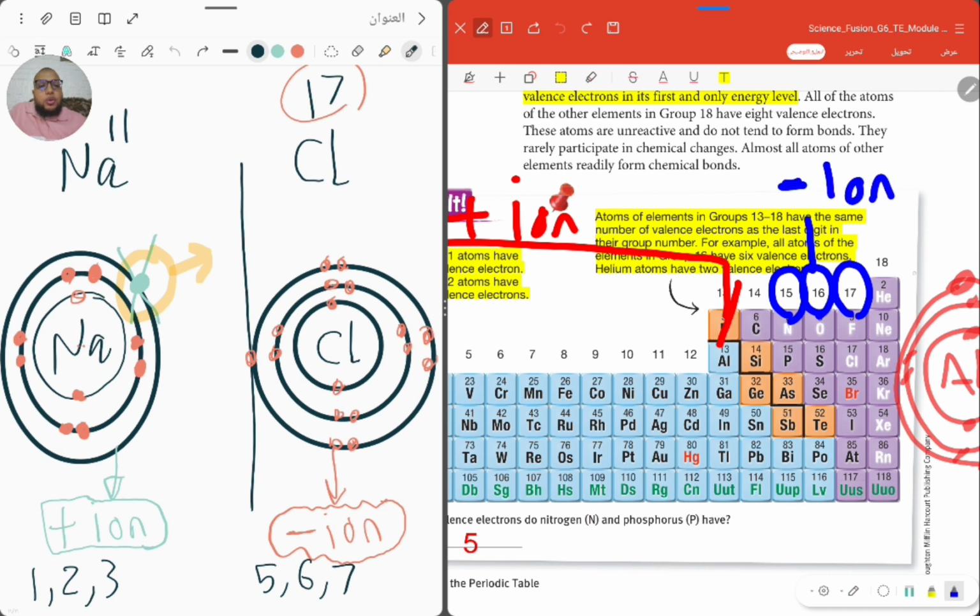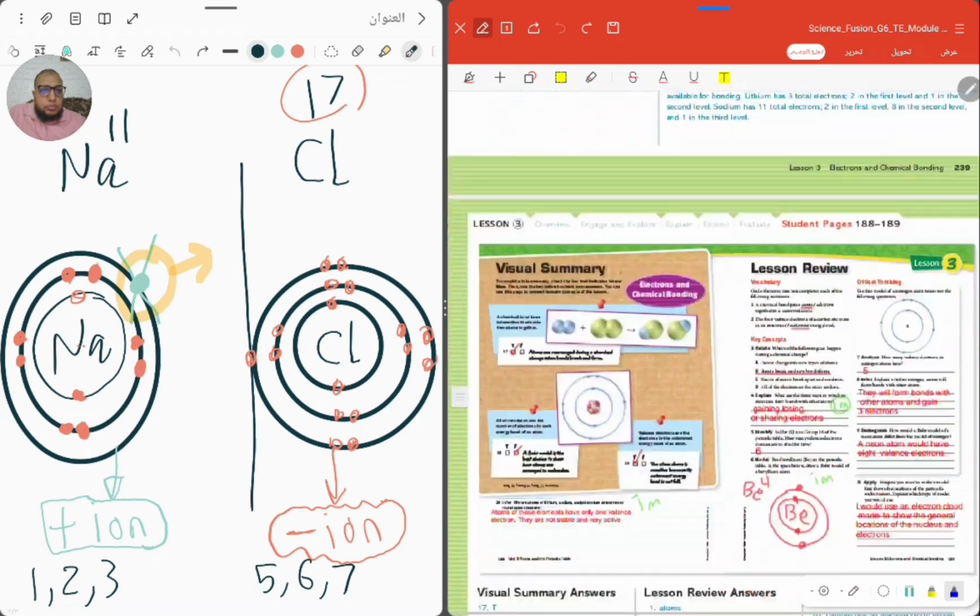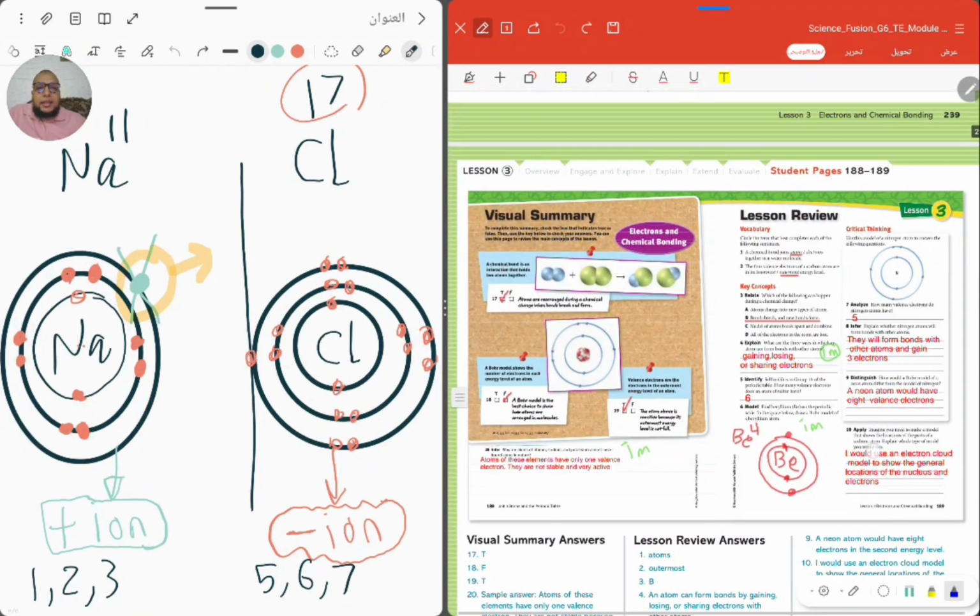And of course group 18 will not make any ions because group 18 is composed of the noble gases, and we spoke about the noble gases before. We said that the noble gases have a full set of electrons at the outermost shell, so they don't need to make any reactions to be stable because they are already stable. Okay guys, that is lesson 3.